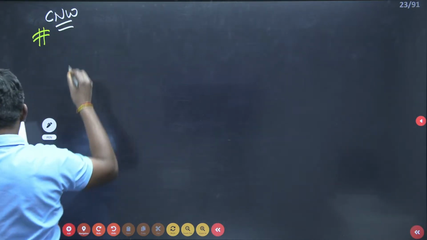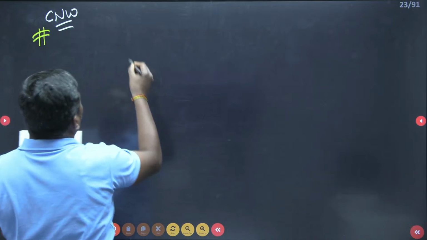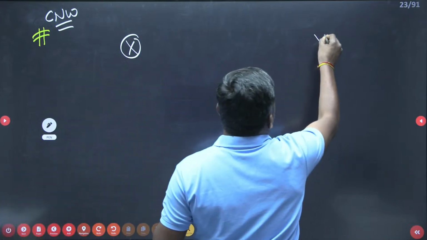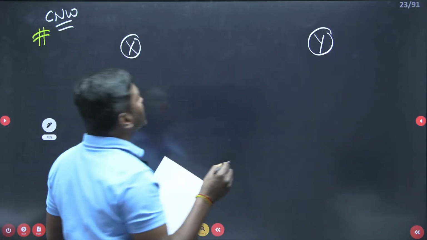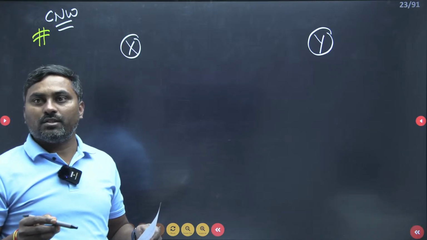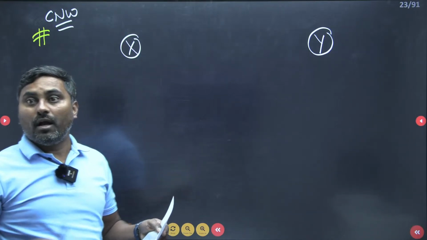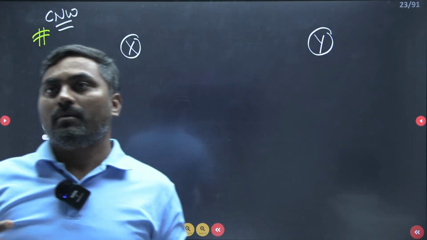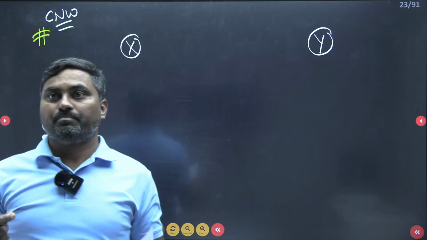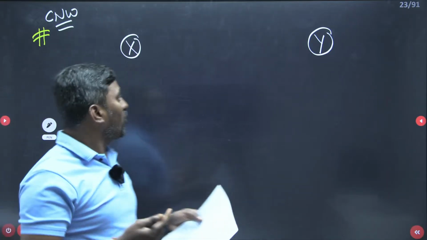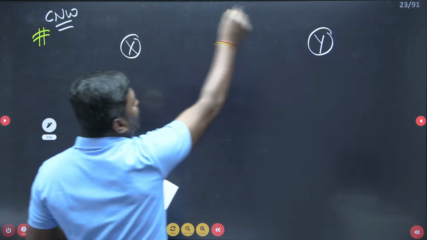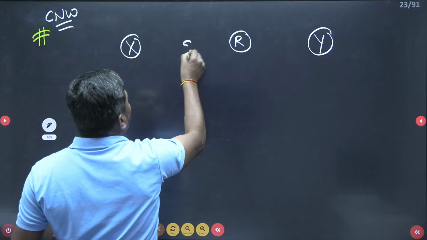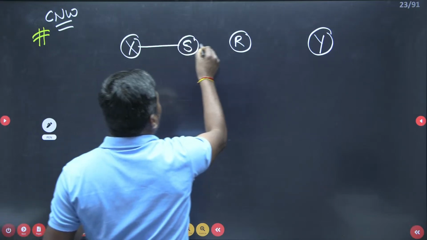Computer networks. The question says that there are two nodes, node X and another node Y. X is transmitting the data to Y. Am I audible, all of you? Yes, all of you. So node X is sending the data to Y, and in between there is a router, and there is a switch between this also. So they are connected like this.